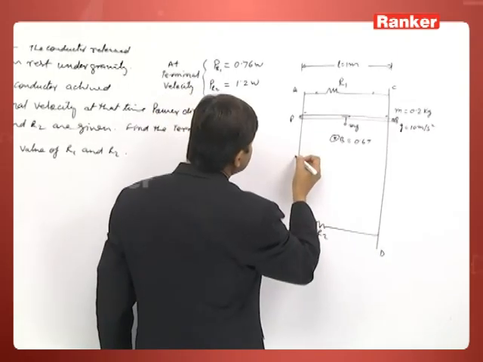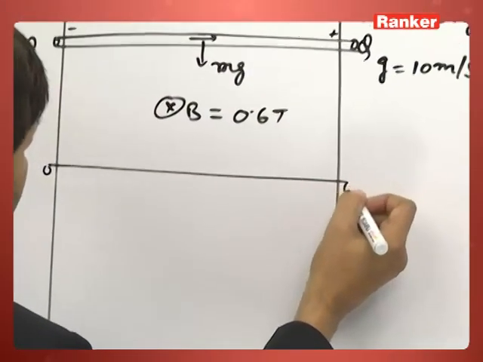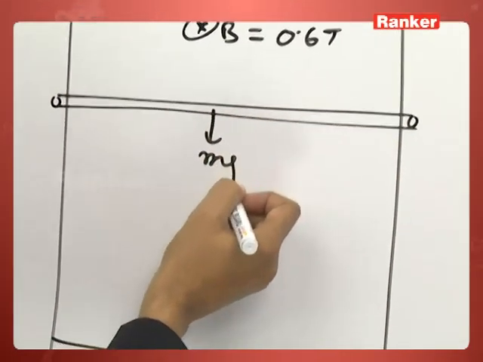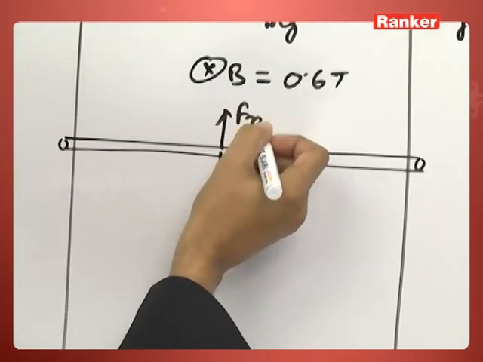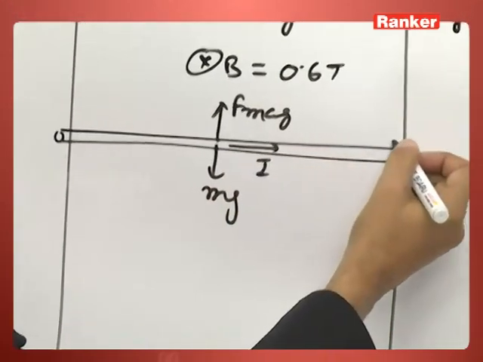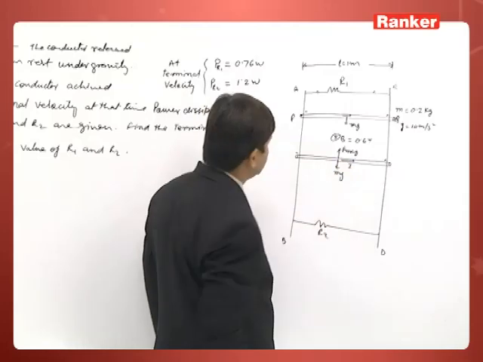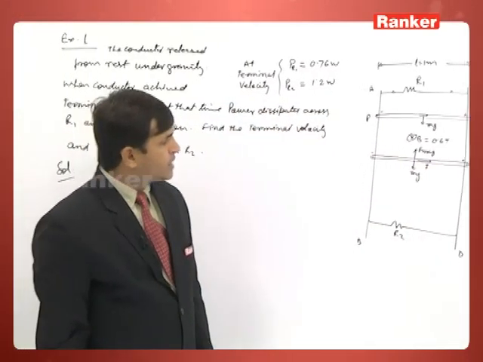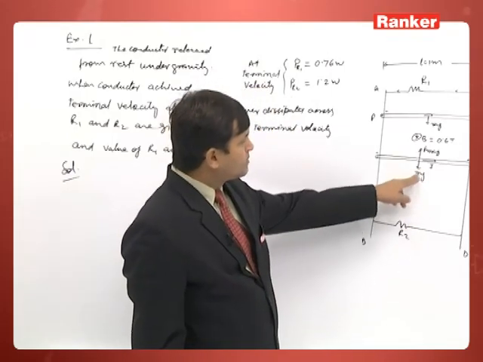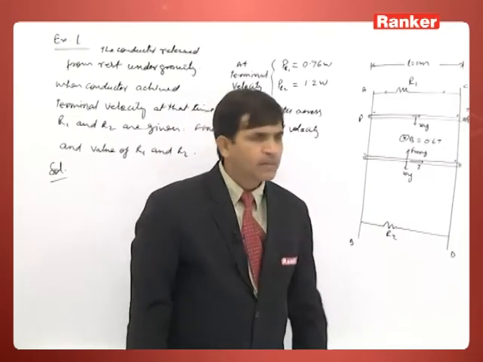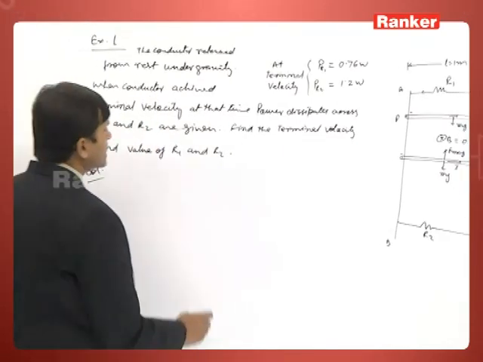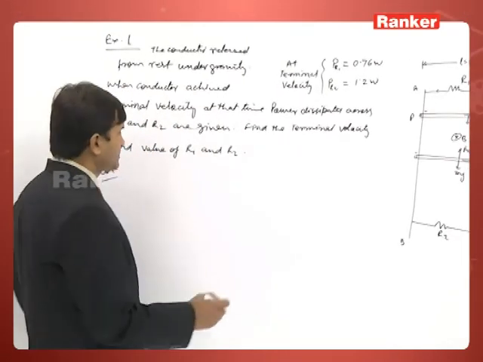So what is happening here? All the things are going on simultaneously. Simultaneously mg starts acting, immediately the magnetic force F is also there, and the current is in this direction, and this is the higher potential, this is the lower potential. First of all, an important point: when we are talking about terminal velocity, the net force is 0. It means mg must be equal to the magnetic force F. Then we can get an idea about what the terminal velocity could be.